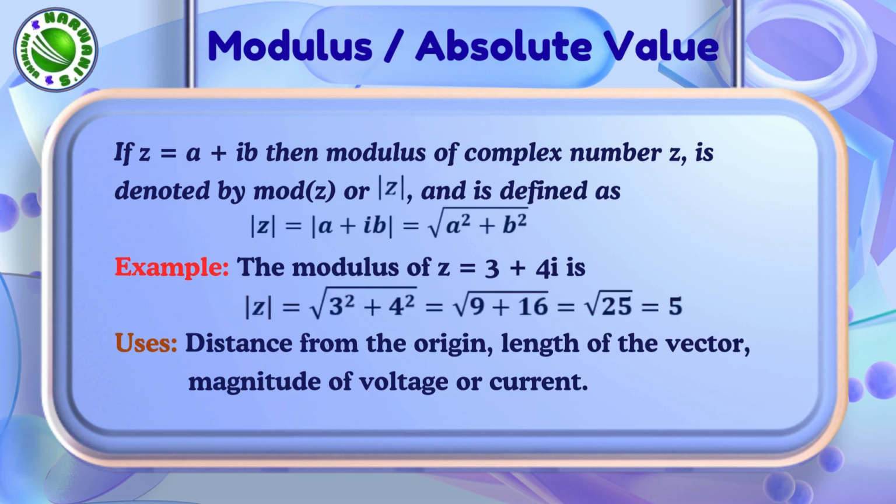Modulus or absolute value of complex numbers. If Z is equal to a plus iota b, then the modulus of the complex number is denoted by mod of Z and is defined as under root a square plus b square. Example, the modulus of 3 plus 4 iota is 5. Uses: distance from the origin, length of the vector, magnitude of voltage or current.